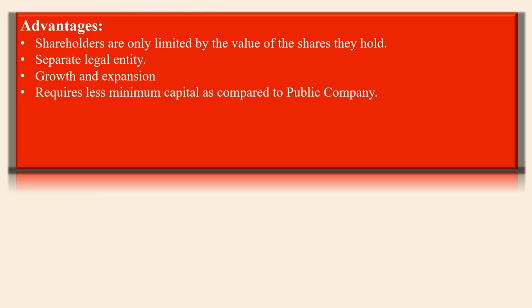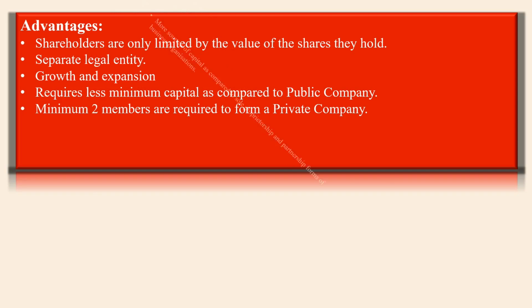But in case of a private company, you need only a minimum capital of rupees 1 lakh. Next comes minimum 2 members are required to form a private company. Yes, in case of a private company to be formed, you require only 2 members. But if you compare this to a public company, they require 7 members. So this is one advantage of forming a private company.